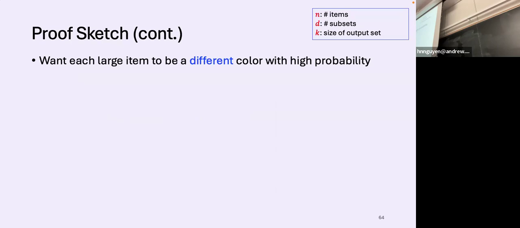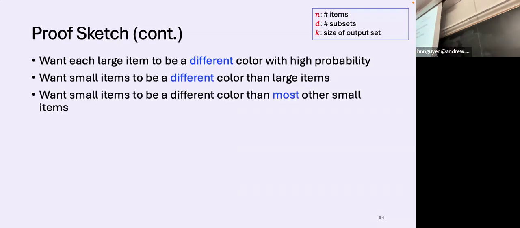Okay, so what are the things that I want? Well, I want every large item to be a different color with high probability, right? The moment I get 2 large items that are the same color, I risk not getting D over K edges for one of my large items, or maybe even both. What are the other things that I want? Well, I want small items also to be a different color than large items. If I'm a small item and I'm in the same color as a large item, I might get none of my edges the same, which is a problem. And in addition, I don't want too many edges from other small items to be the same color as me, because then I run into the same issue.